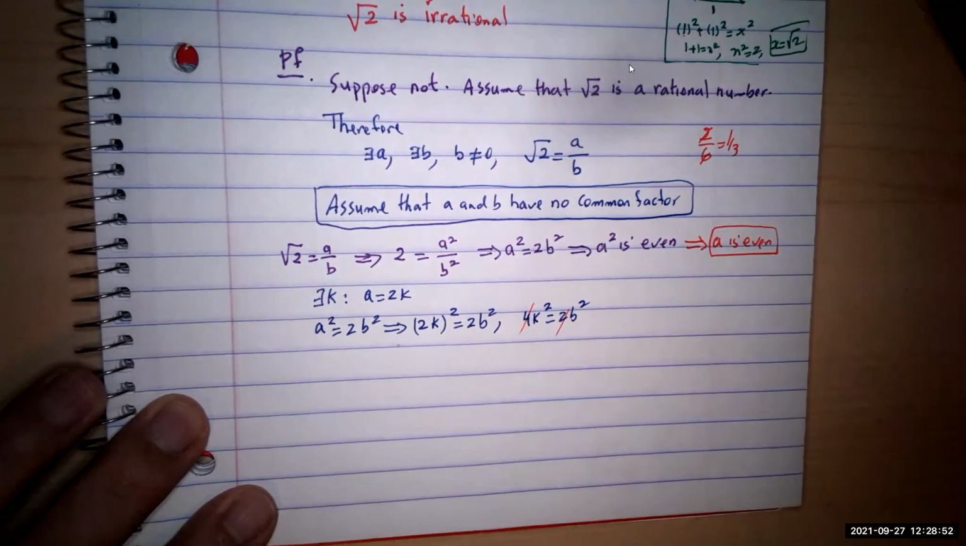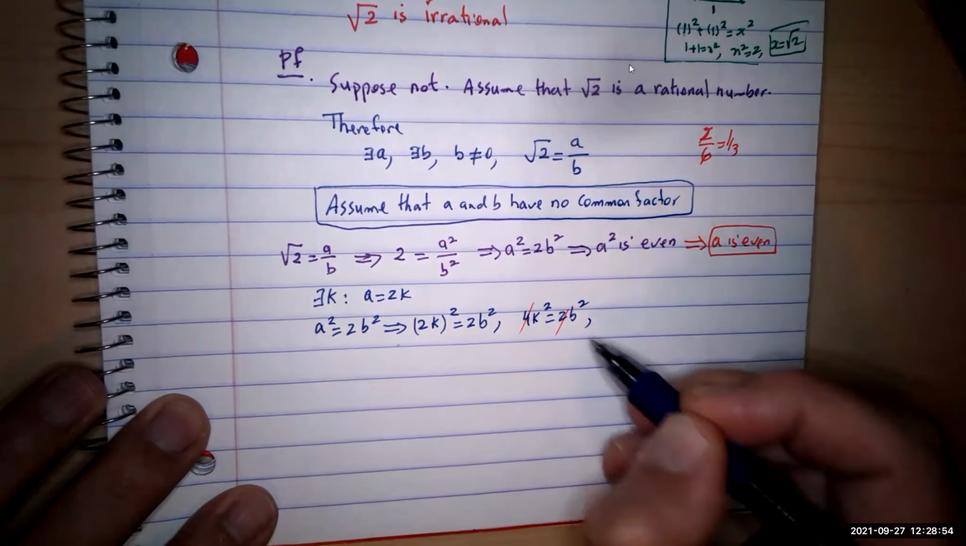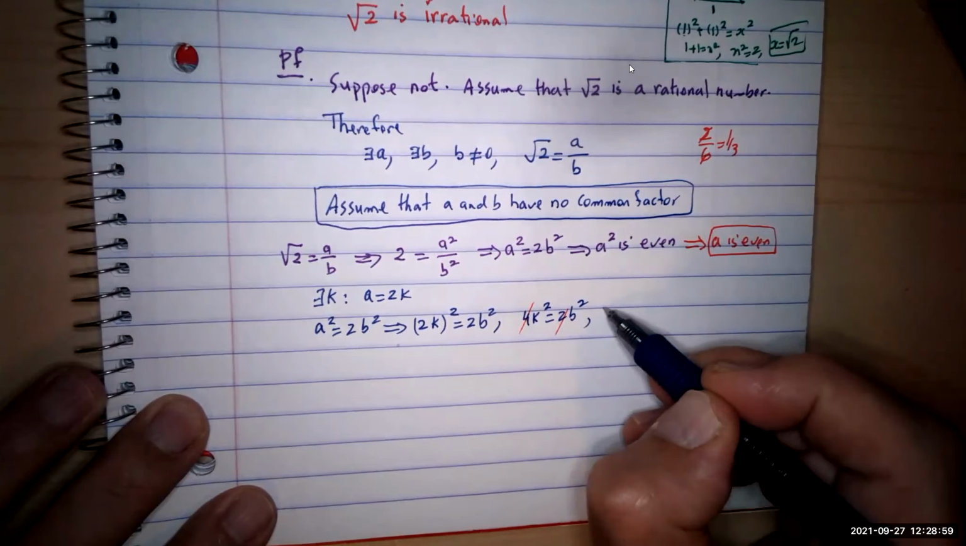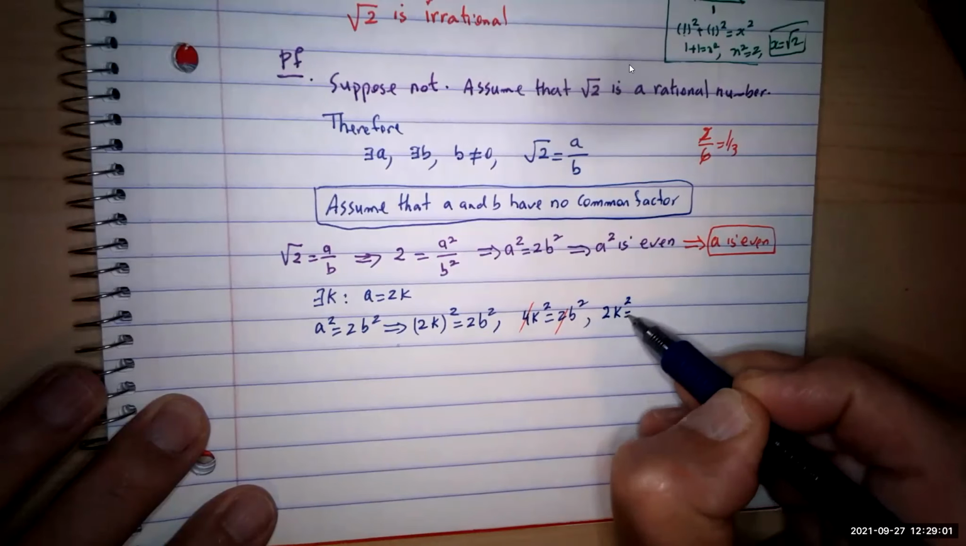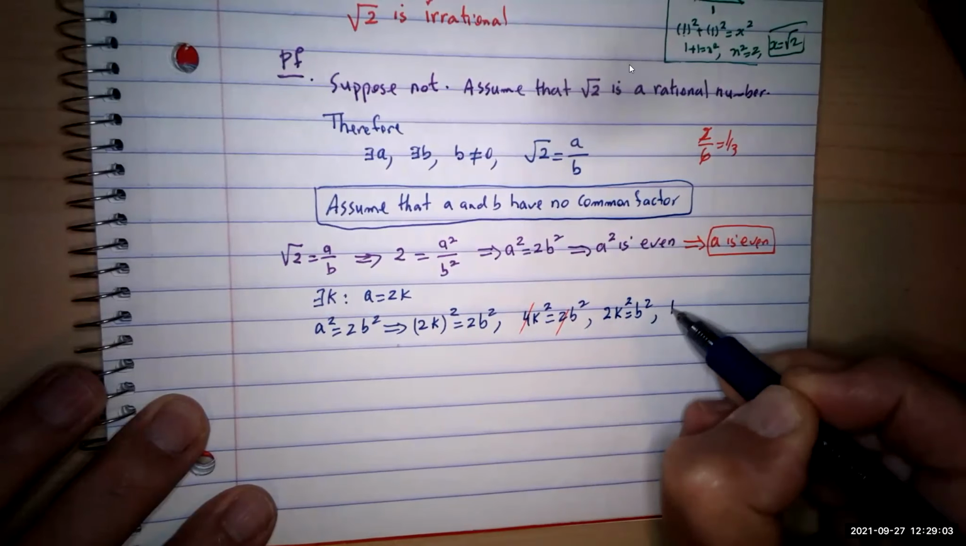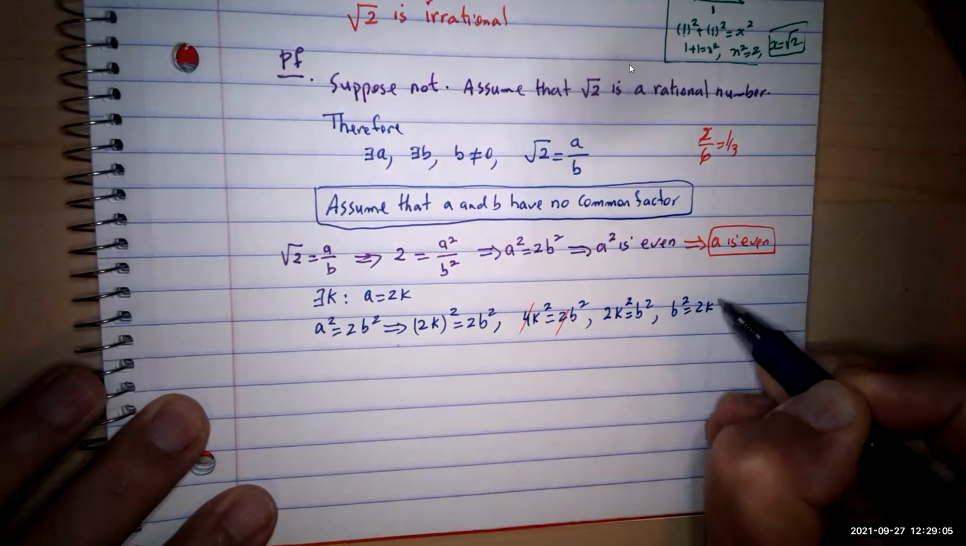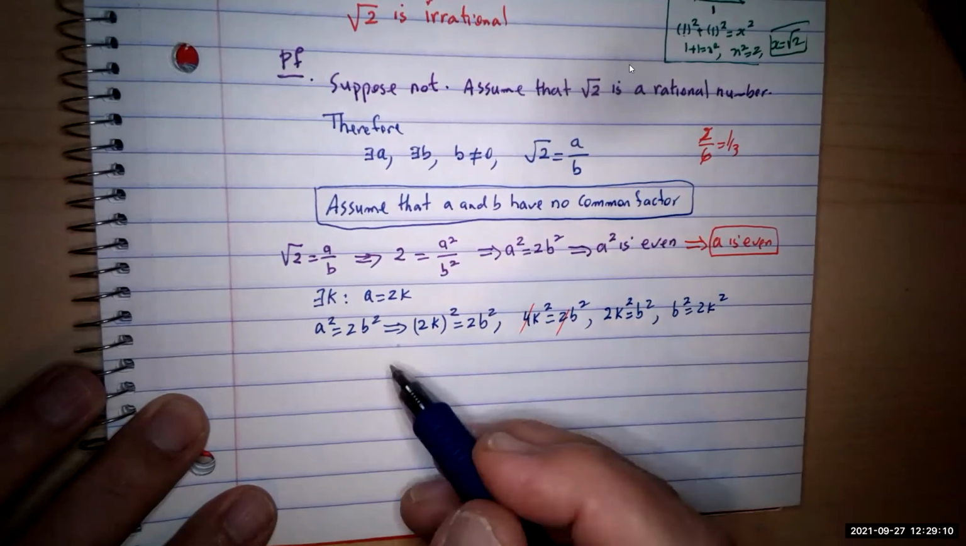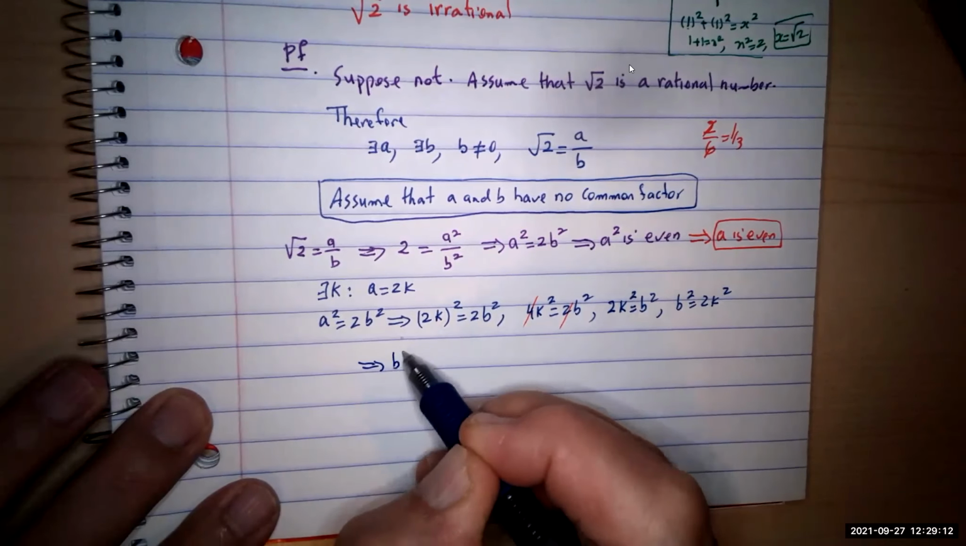2 and 4. So what are we going to have? You are going to get the fact that it's going to be 2k squared equal to b squared, or b squared equal to 2k squared. So b squared is a multiple of 2. So this means b squared is even.